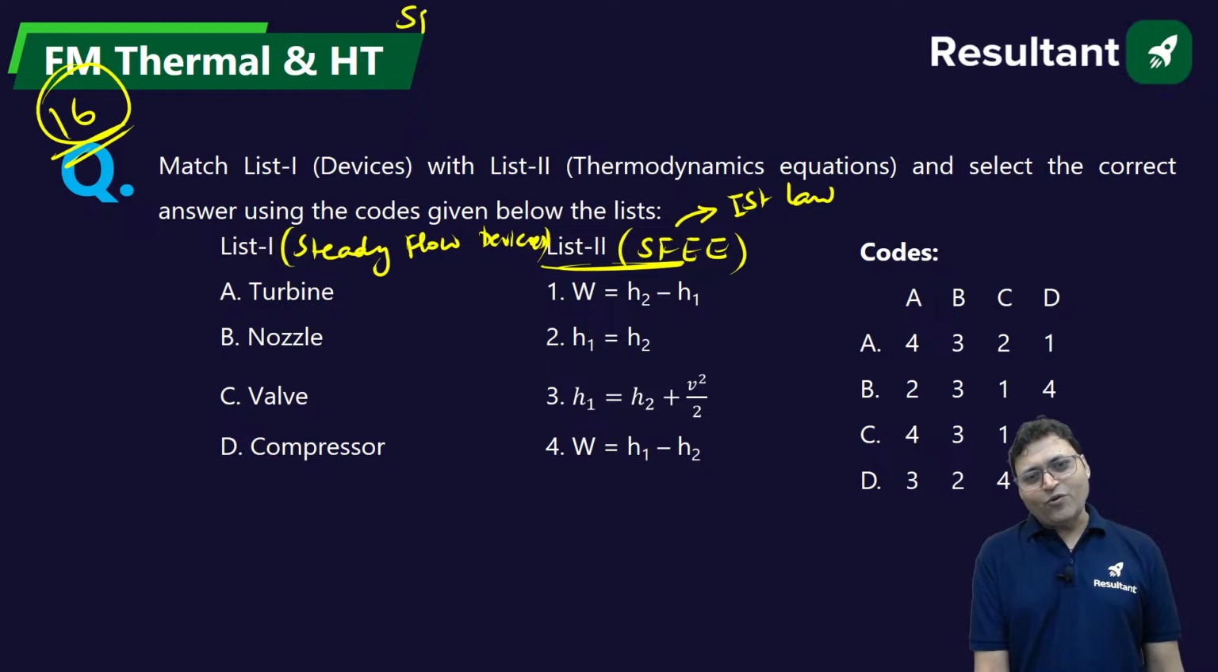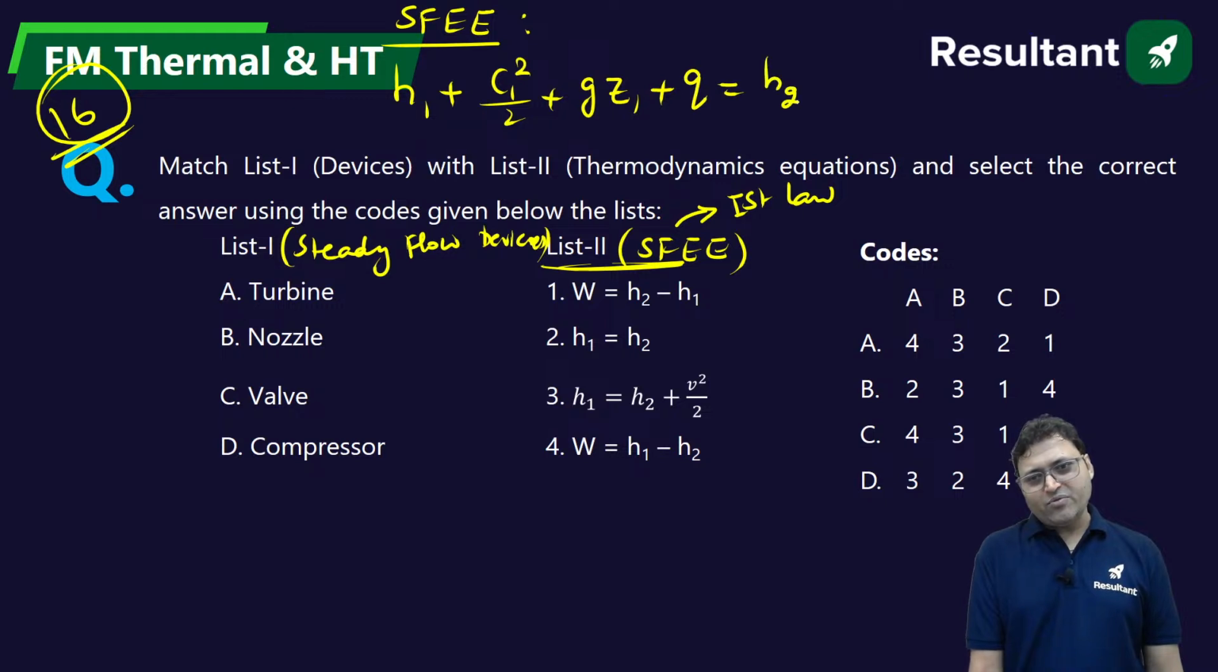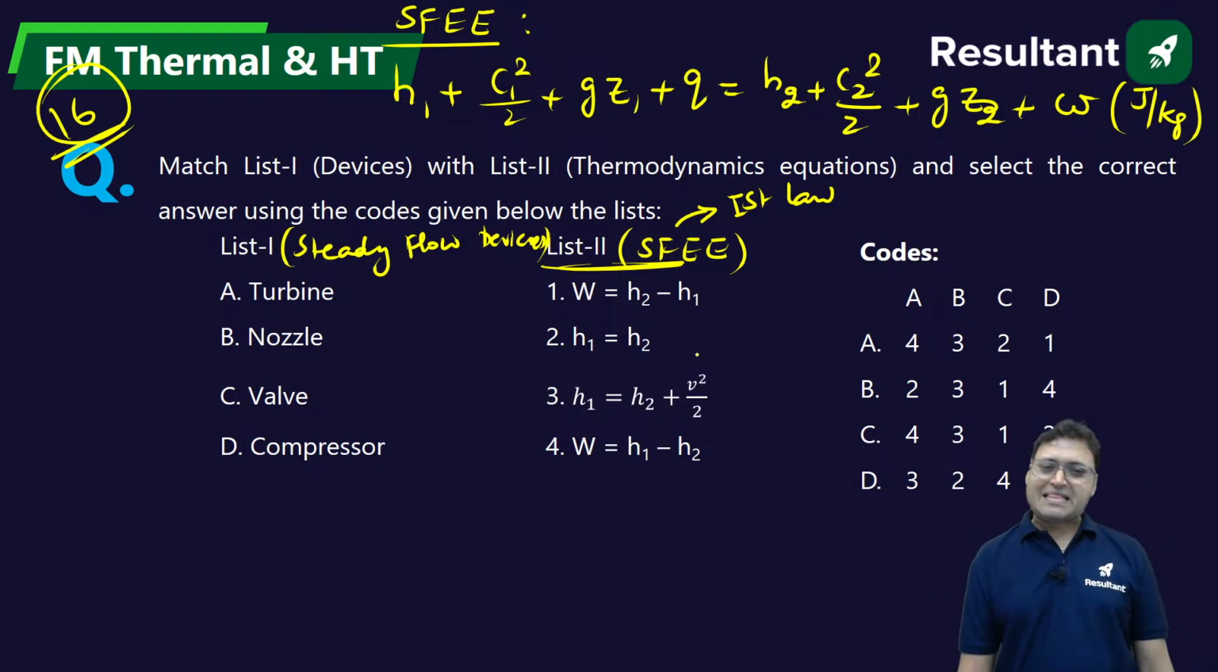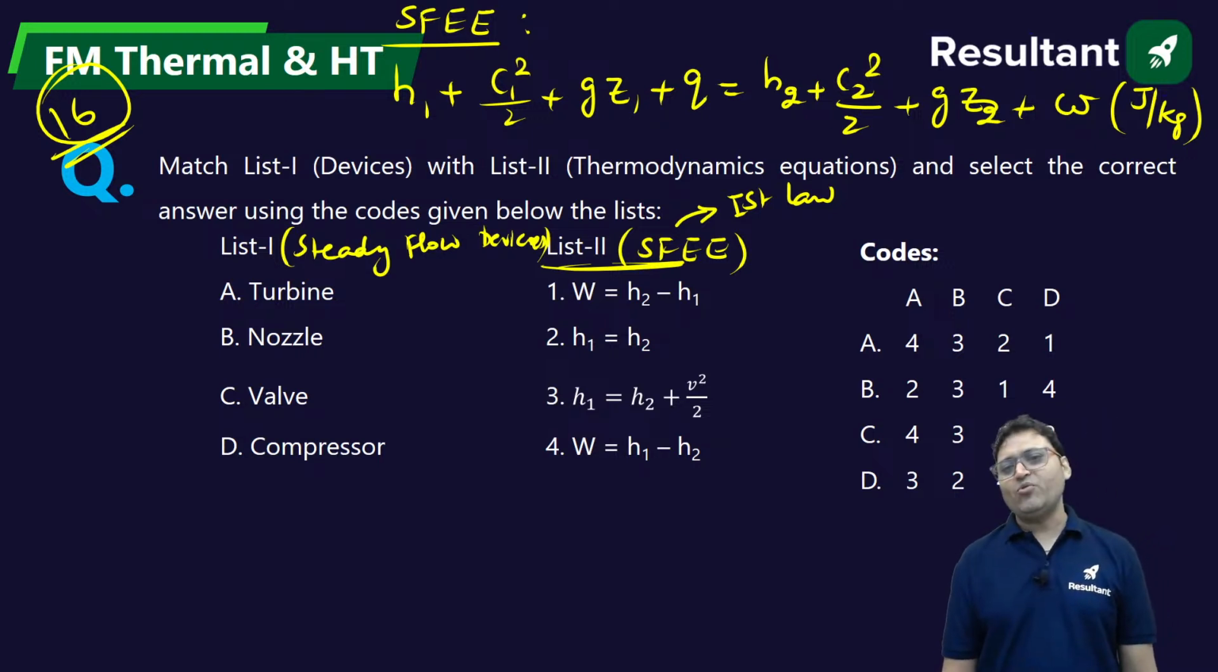Our steady flow energy equation is, let me write it as: H1 plus C1 square by 2 plus g Z1 plus Q is equal to H2 plus C2 square by 2 plus g Z2 plus W. It is in joule per kg. H is the enthalpy, C1 and C2 are the velocities, Z1 and Z2 are the potential energy heads, Q is the heat addition, and W is the work done.